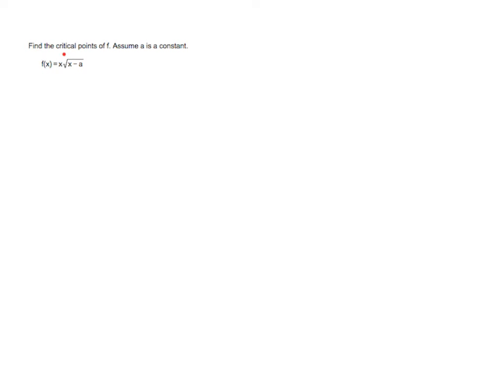Let's find the critical points of the function f of x is equal to x times the square root of x minus a. And here a is a constant. It could be any real number. The definition of a critical point is where the derivative is equal to 0.